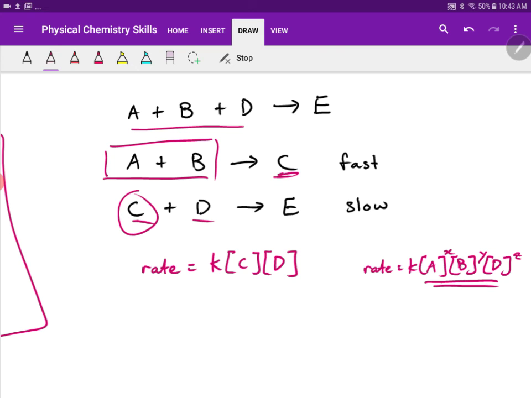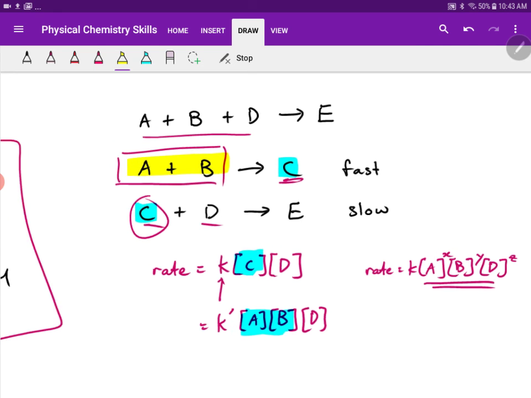Of course, there is a constant at the side, so I'm going to put it into this k, and so I will get k prime times A, B, and D, where the A and B actually came from C, because C was consumed and C was formed from A plus B.